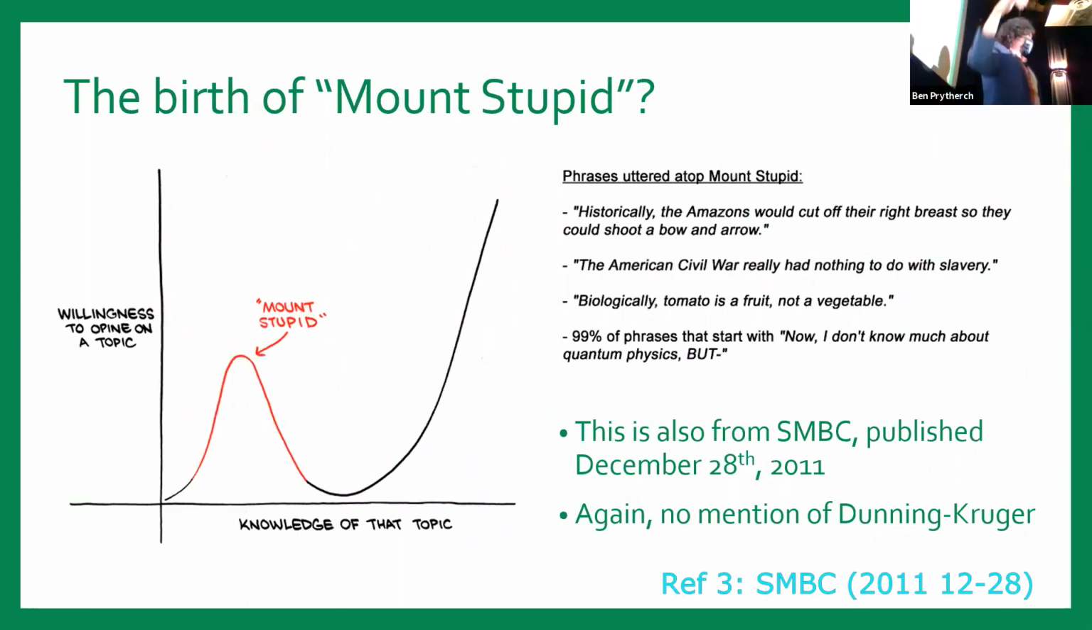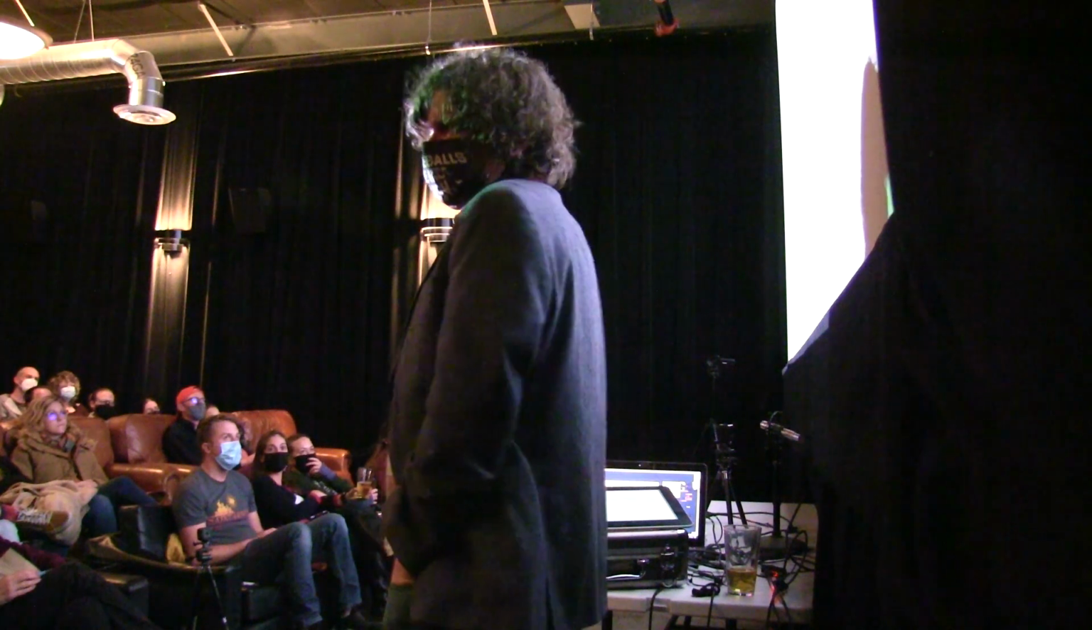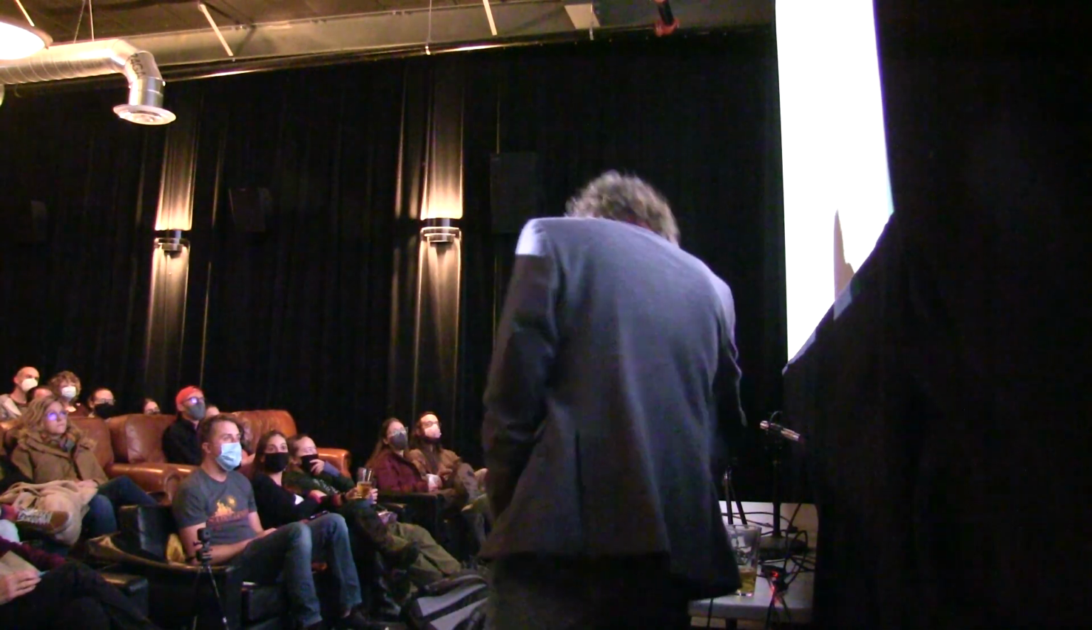There's where Mount Stupid came from. So we've got willingness to opine on a topic, knowledge of that topic. Then we've got some phrases from Mount Stupid. The bottom one's nice. Phrases that start with, now I don't know much about quantum physics, but. I like that. Again, this is not labeled Dunning-Kruger. Certainly it bears some similarities to the Dunning-Kruger effect, but it doesn't say Dunning-Kruger on it.